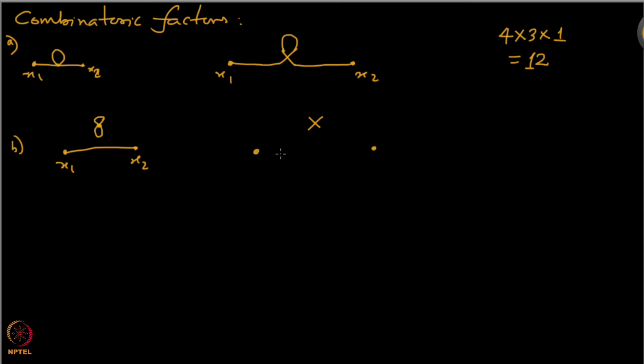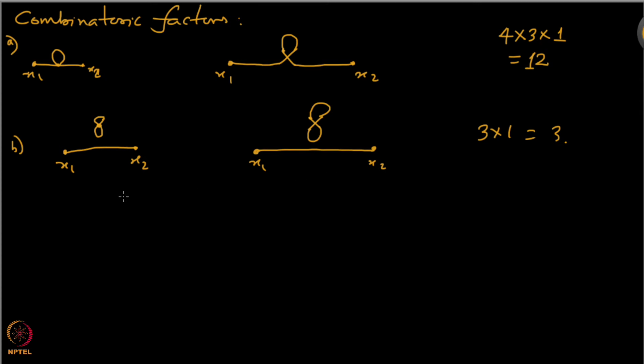So, this one can go only to this one because these are connected, right. So, x1, x2, there is only one possibility. Now, this guy, let us start with here. This guy could go to any of the 3, remaining 3. So, let us say it goes here. So, you have 3 possibilities. Then this one has only one possibility. So, the factor is 3.